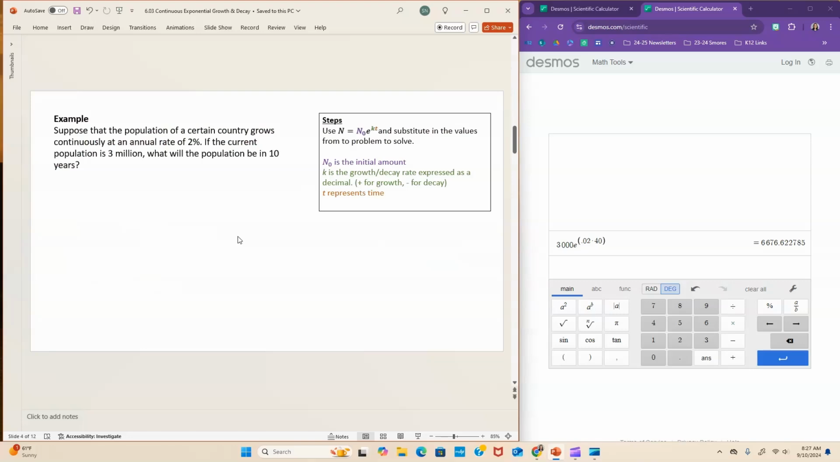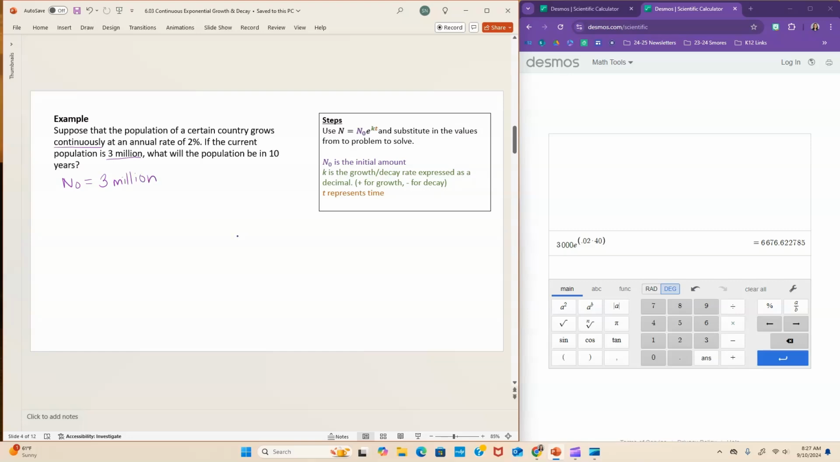So let's try this example. Suppose that the population of a certain country grows continuously at an annual rate of 2%. If the current population is 3 million, what will be the population in 10 years? The key that tells us we need to use this formula is the word continuously. So we're going to use N equals N naught e to the kt to solve this problem. N naught is our starting value. Here it tells us that the current population is 3 million, so that's our starting value.